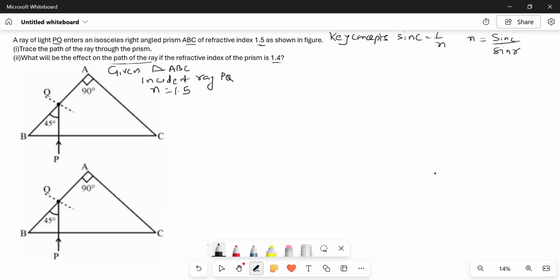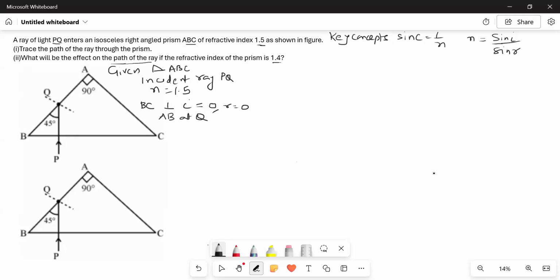Now first we can see that the ray is first hitting the BC surface, and it is hitting normally. So the angle of incidence is 0. By Snell's law, when the angle of incidence is 0, R is also 0. That is why the ray goes straight, undeviated, and hits the surface AB at Q.